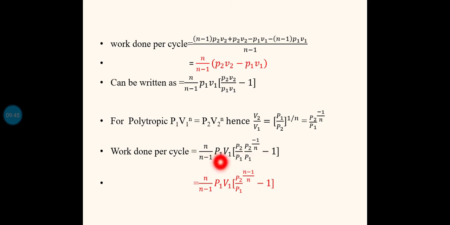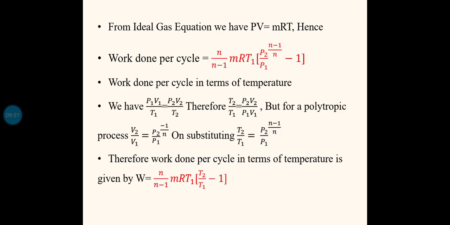So this is the equation for work done per cycle in terms of pressure ratio P2 by P1. Now we have to find the expression for work done in terms of temperature. For that we will use the same ideal gas equation, PV is equal to MRT. So instead of P1 V1 I am substituting MRT1, that's all. So the work done per cycle becomes N by N minus 1 MRT1 into P2 by P1 all raised to N minus 1 by N, minus 1. So this is the equation for work done per cycle in terms of the temperature.